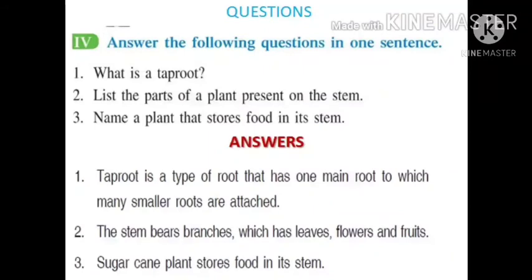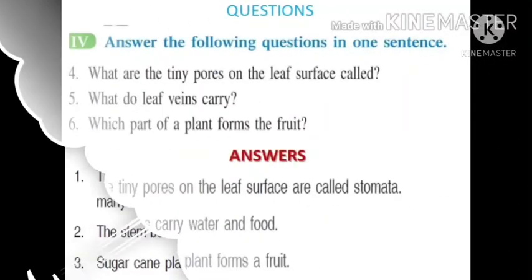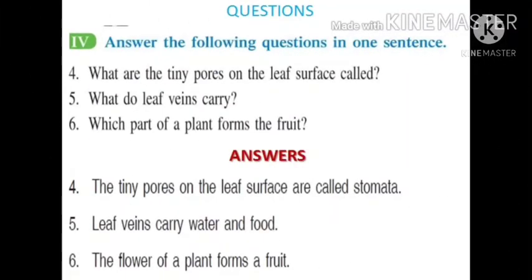Second question, list the parts of a plant present on the stem. Answer, the stem bears branches which have leaves, flowers and fruits. Question number 3. Name a plant that stores food in its stem. Answer, sugarcane plant stores food in its stem. So sugarcane is one example of a plant which can store the extra amount of food in its stem.